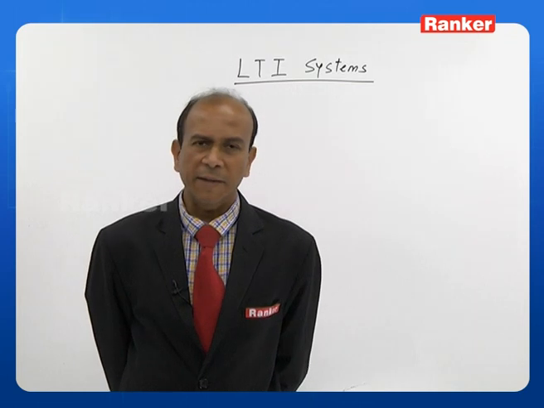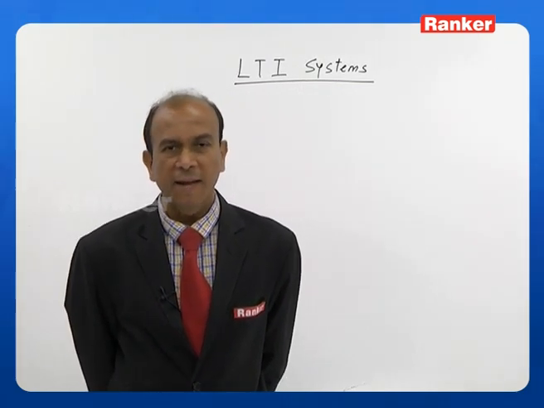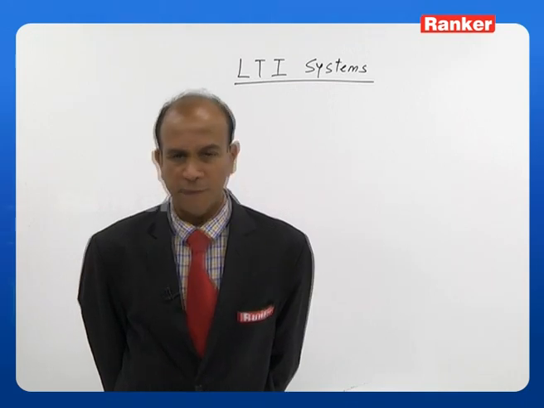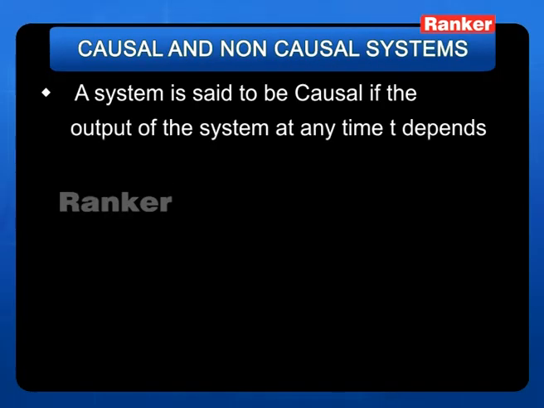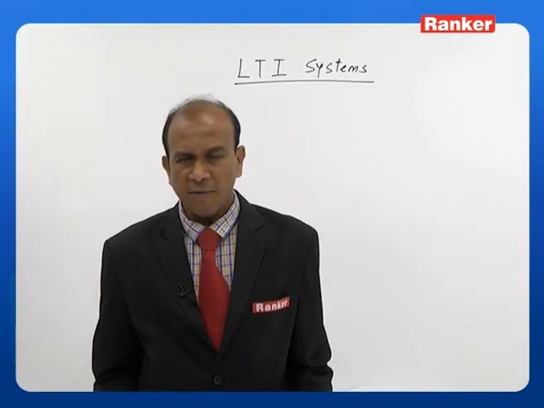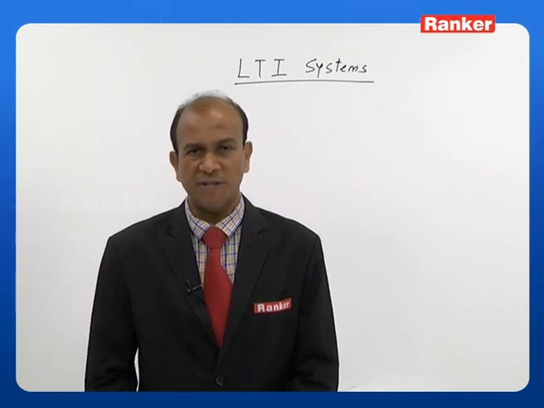Then let us look at another type of systems which we have already seen, that is a system is causal or a non-causal system. So, what we know already is a system is said to be causal if the output of the system at any time t depends only on the present input, past inputs and past outputs, but does not depend on the future inputs and outputs. So, this is a causal system. So, causal system is a system which takes care of all types of conditions.